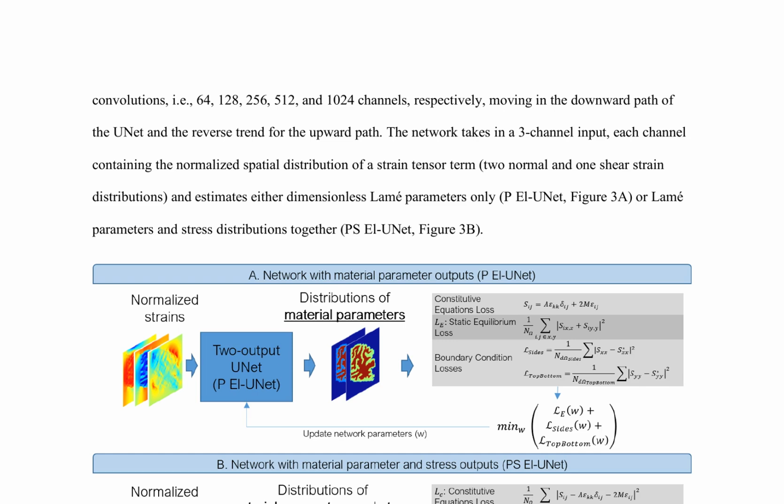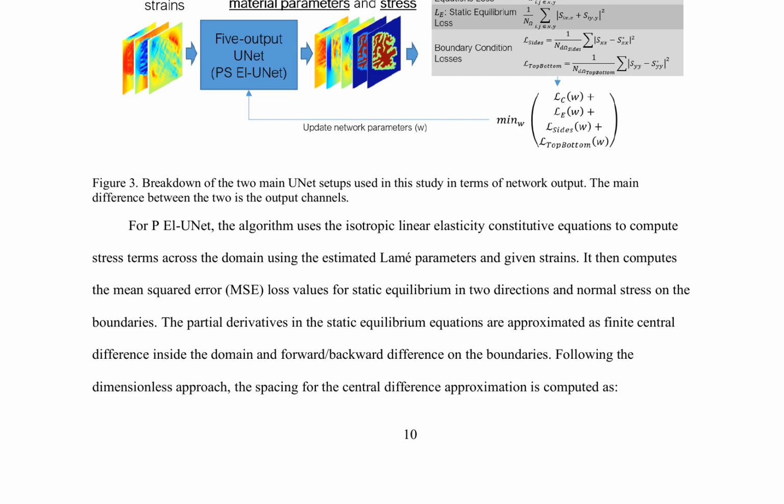For PEL-UNet, the algorithm utilizes isotropic linear elasticity constitutive equations to compute stress terms across the domain using the estimated Lamé parameters and given strains. It then computes the mean squared error, MSE, loss values for static equilibrium in 2 directions and normal stress on the boundaries. The partial derivatives in the static equilibrium equations are approximated as finite central difference inside the domain and forward-backward difference on the boundaries. Following the dimensionless approach, the spacing for the central difference approximation is computed as.